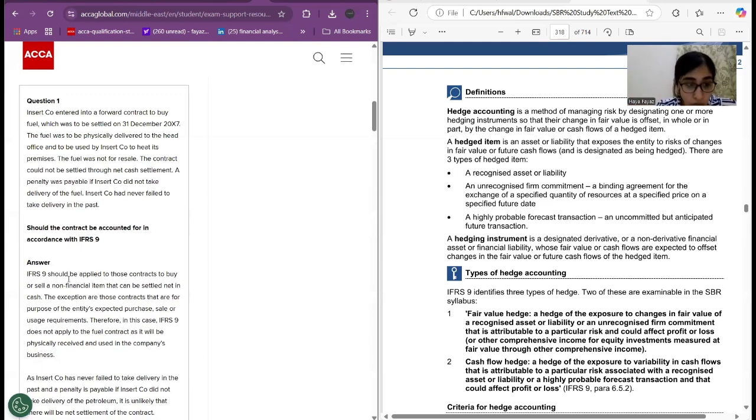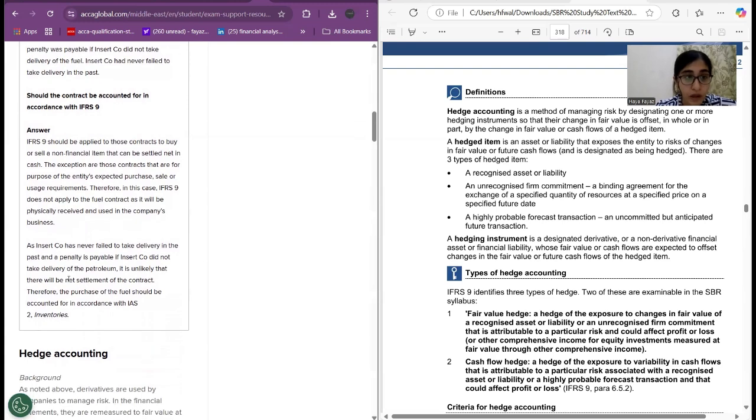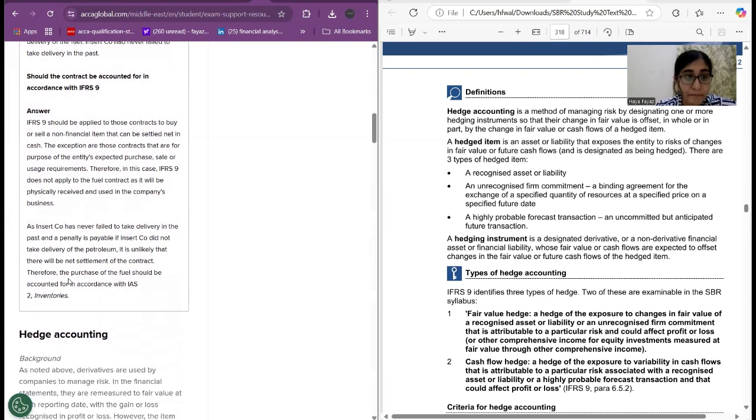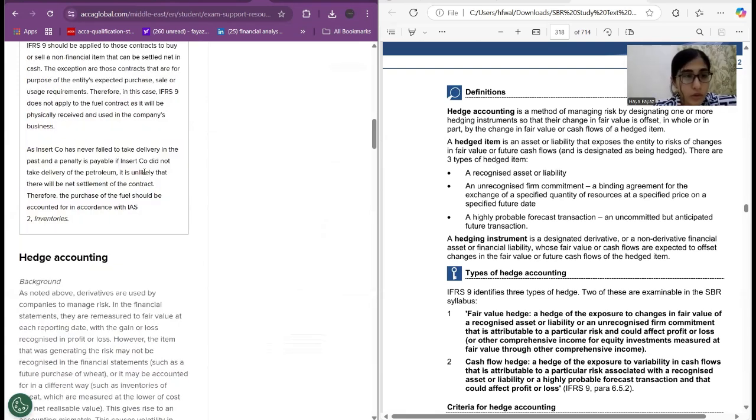First of all, it is for a non financial item, the fuel, that can be settled net in cash. Here, it cannot be. So it is not meeting the criteria, and therefore IFRS 9, the derivative contract thing, is not going to be applied. As Insert has never failed to take delivery and a penalty is payable if Insert did not take delivery, it is unlikely that there will be net settlement.